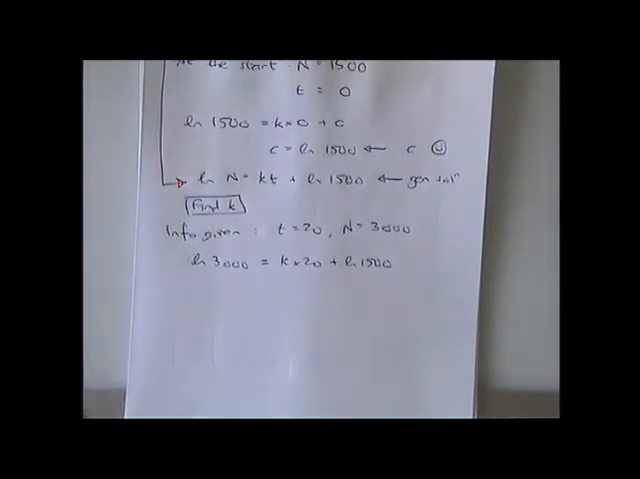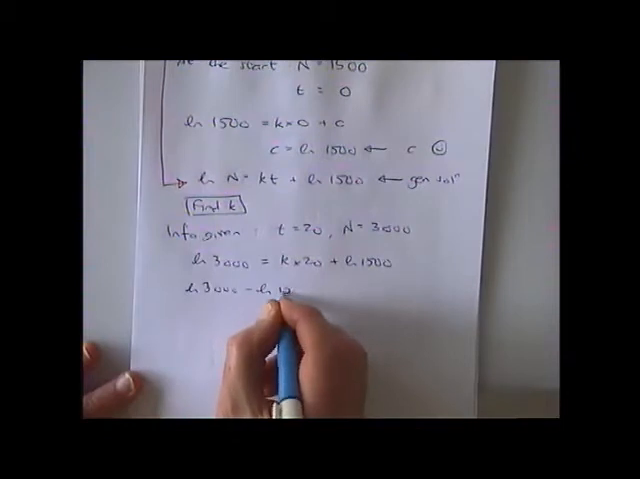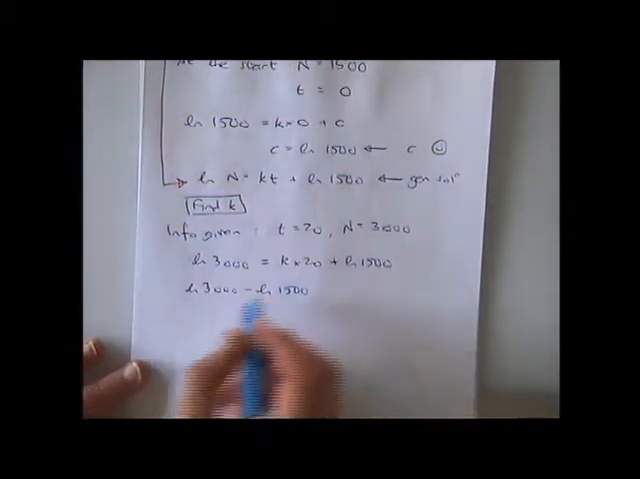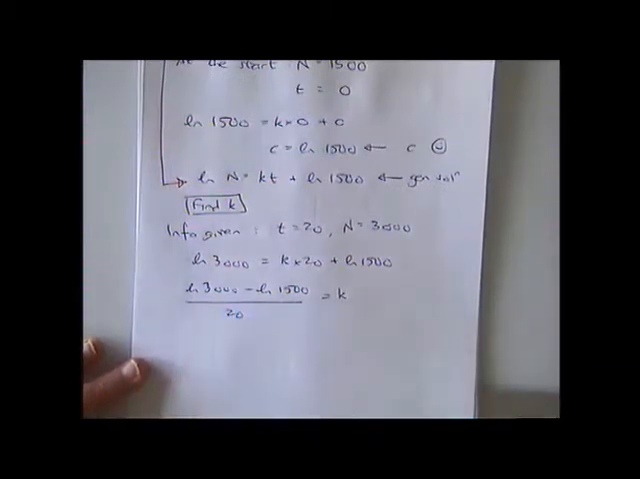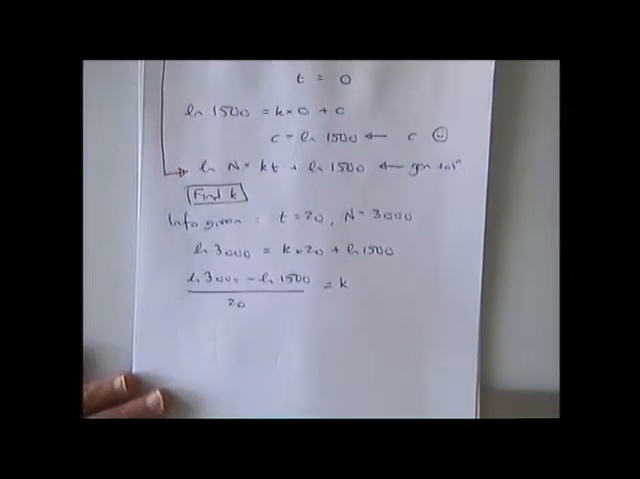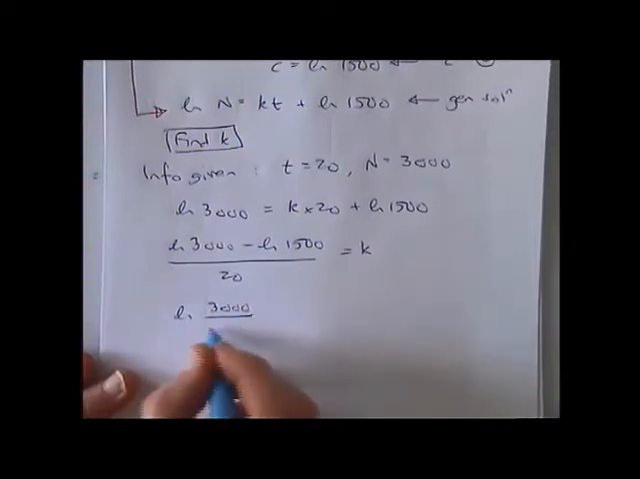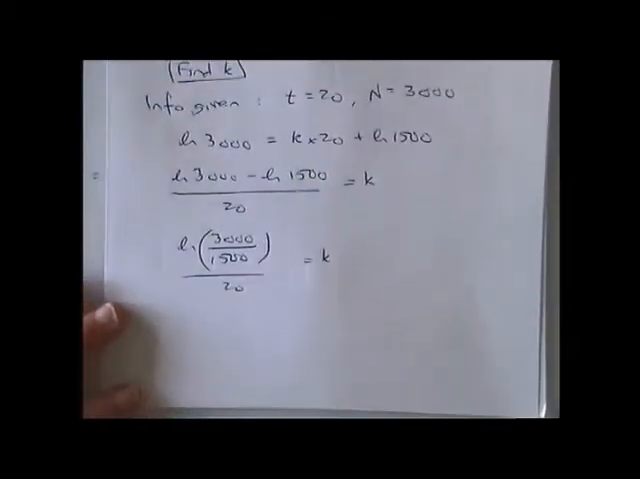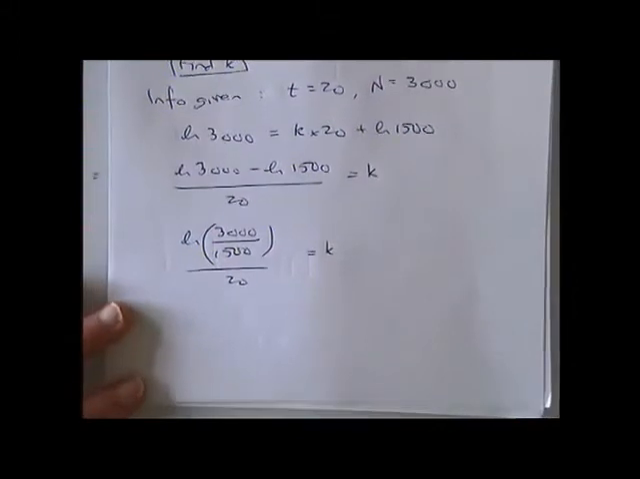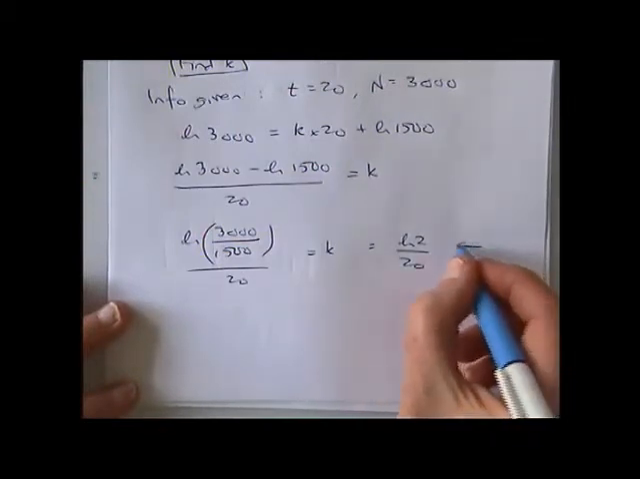How would you go about solving that one? Put the logs on one side. So bring that log of 1500 across and make it negative. Tell you what, I'll divide by the 20 at the same time, because that will give me k. Log of something minus log of something. Yeah, that's log of the 3000 over the 1500, over 20 equals k. So 3000 divided by 1500 is 2. So I've got k equals log of 2 divided by 20. Good. I now know what k is.